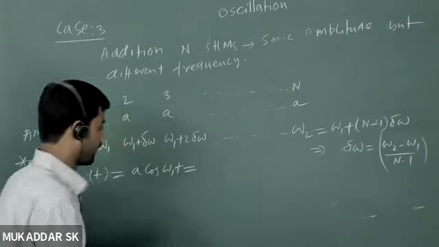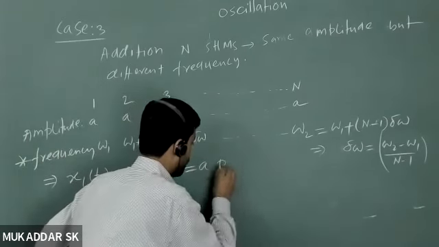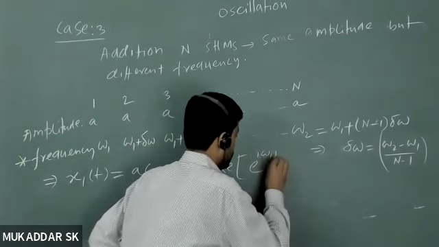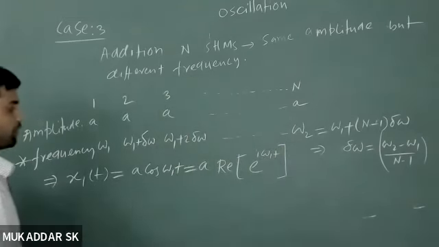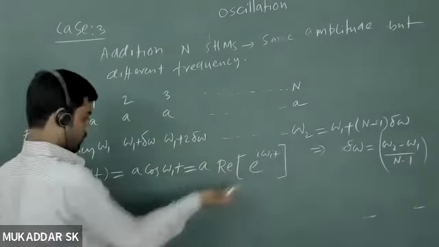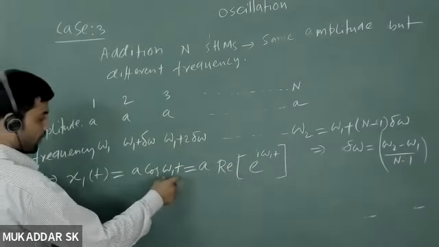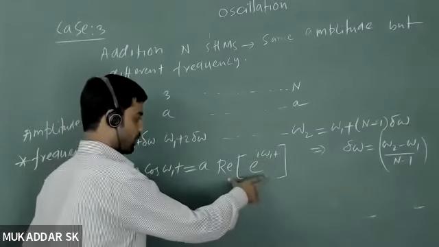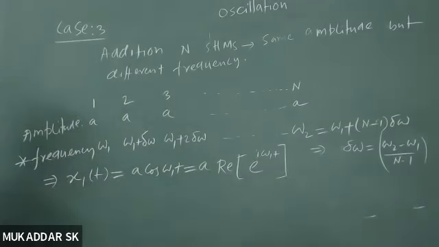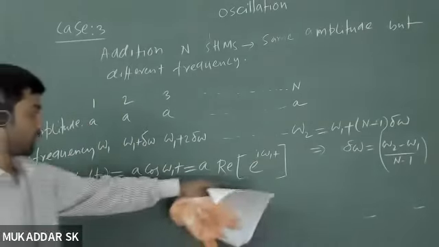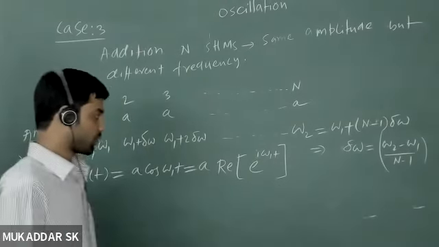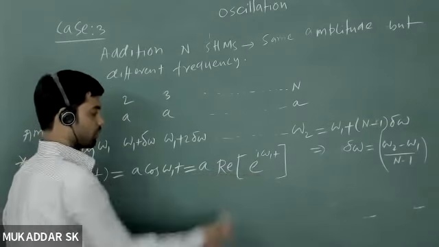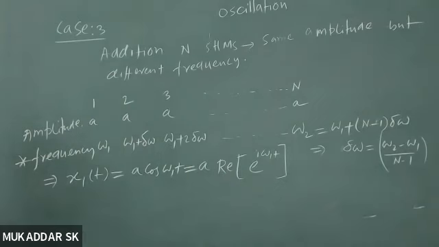So can I write this as a times the real part of exponential i omega 1 t? Tell me if you are facing any difficulty in this part. So can I write a cosine of omega 1 t equal to a times the real part of exponential i omega 1 t? Is this part clear, everyone? Is this step clear? Yes, sir. Then it's fine.